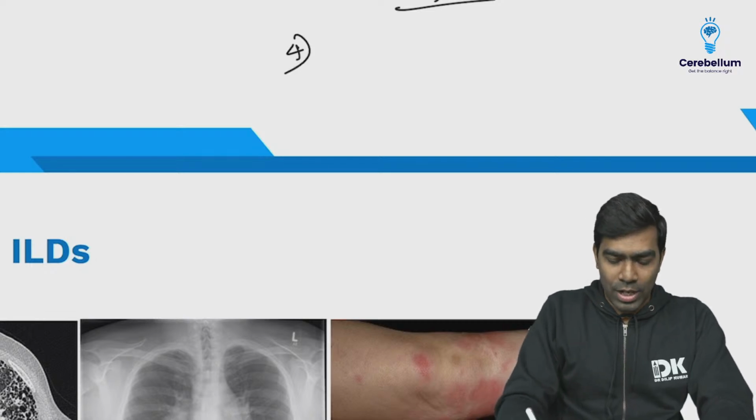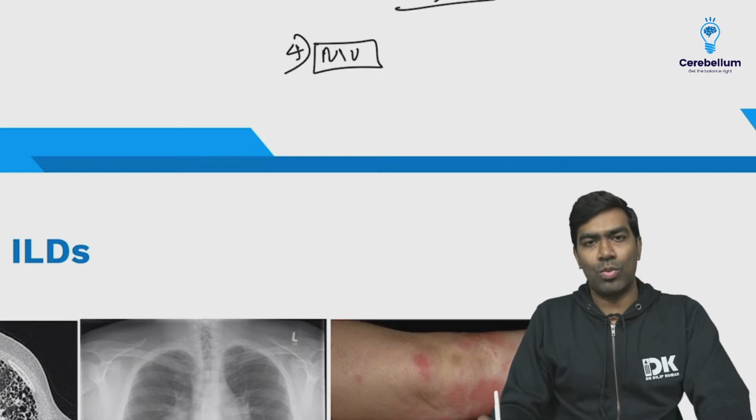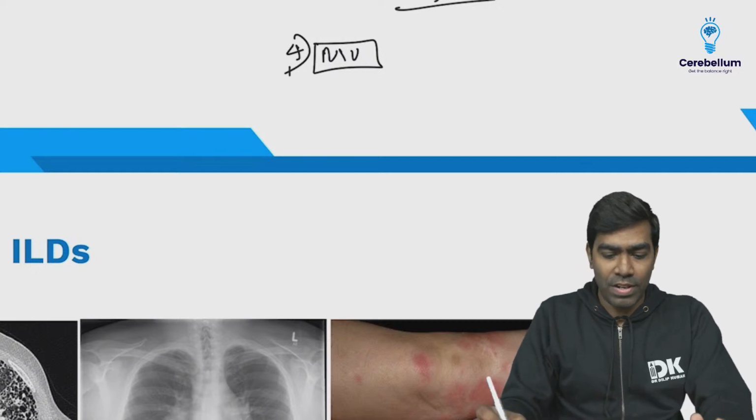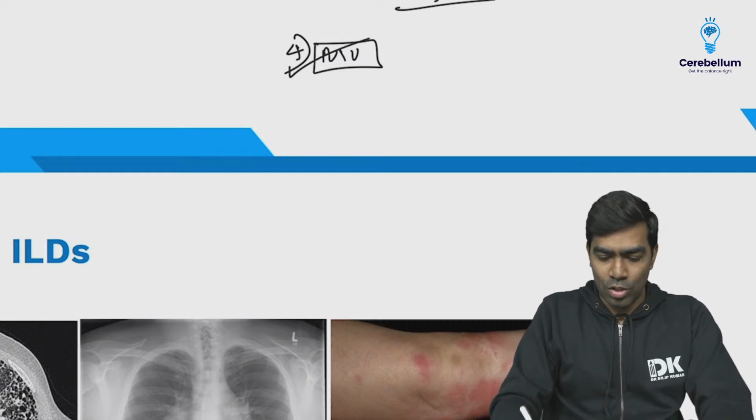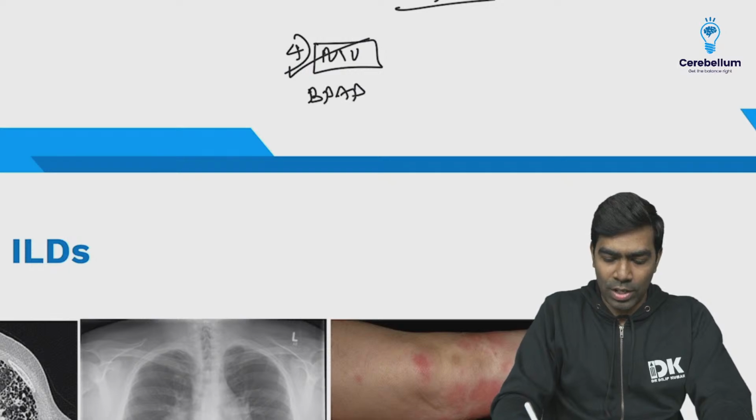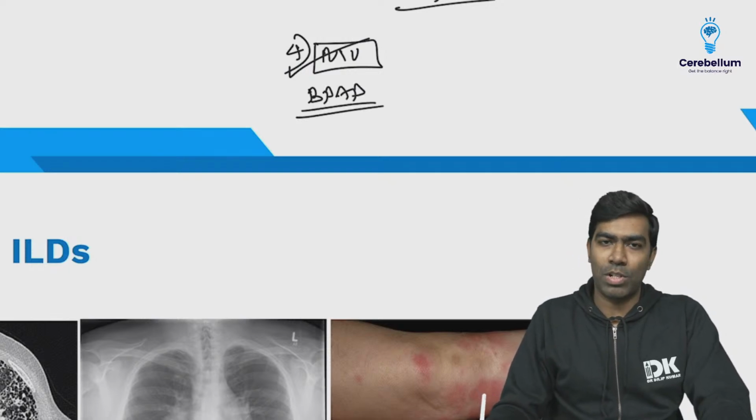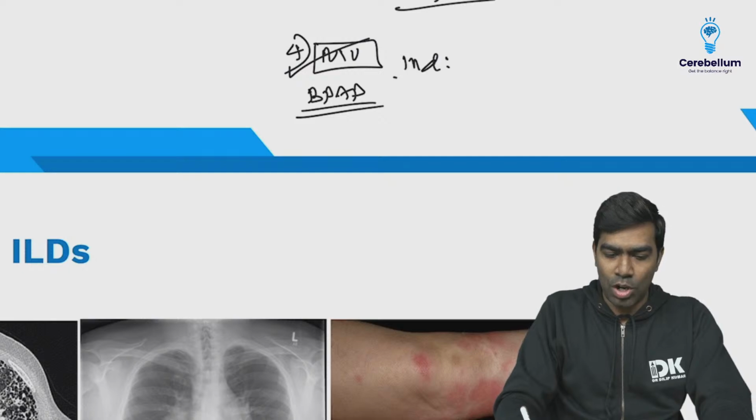Next, you can try something called NIV. Fourth one, NIV, non-invasive ventilation. This is very, very good in patients with acute exacerbation of COPD. The typical NIV that we use in patients with acute exacerbation of COPD is BPAP, that is bilevel positive airway pressure, not CPAP. CPAP should not be used in COPD patients.